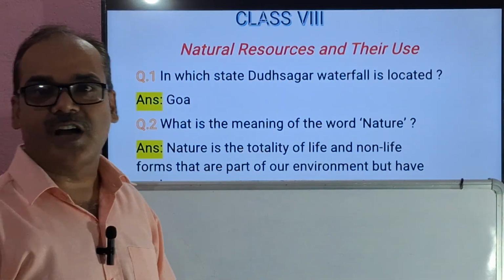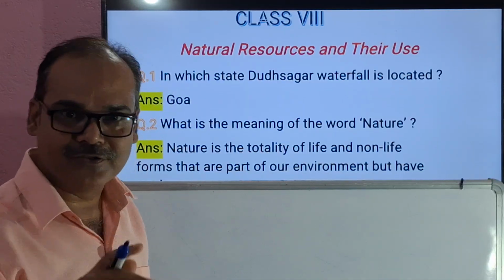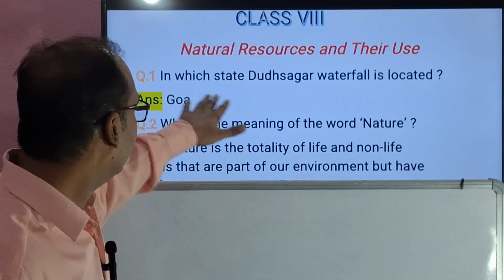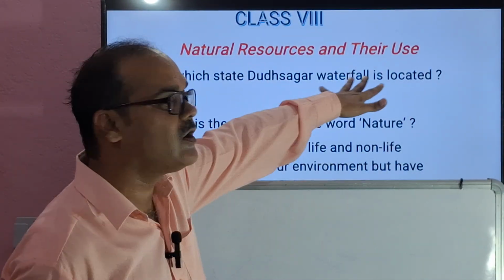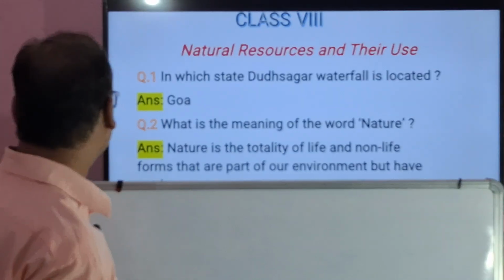In which state is Dudhsagar waterfall located? Answer is Goa. Please note it down somewhere. In which state is Dudhsagar waterfall located? Answer is Goa. Now the next question.